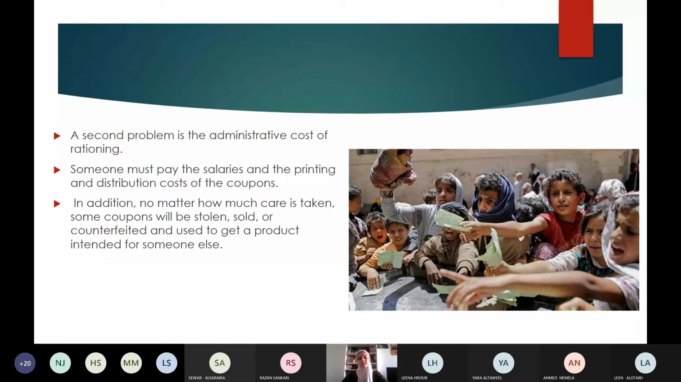A second problem is the administrative cost of rationing. Someone must pay the salaries and the printing and distribution costs of the coupons. So someone will do what? A woman goes to the government and says to him, I am a family of 5, I want coupons. He gives her 4 only and steals 1. So it is exposed to be stolen.